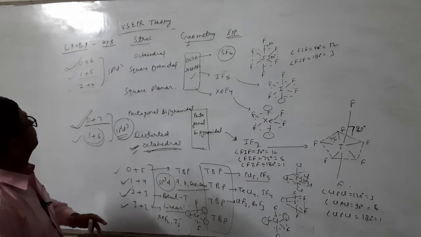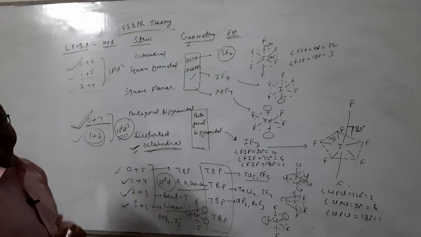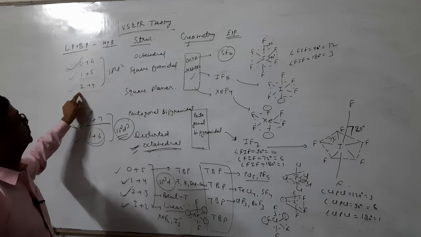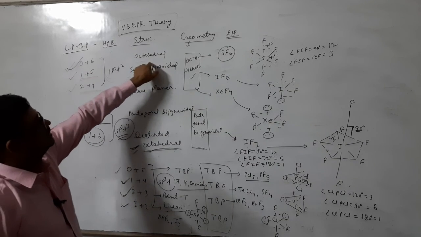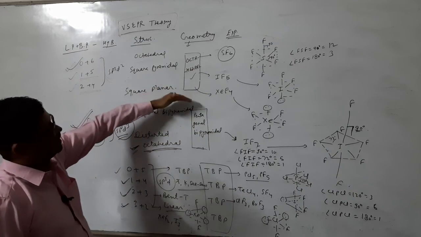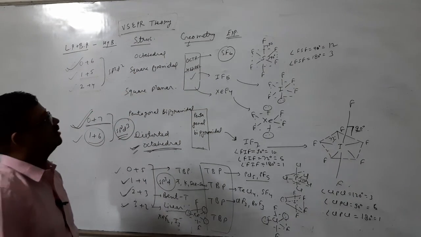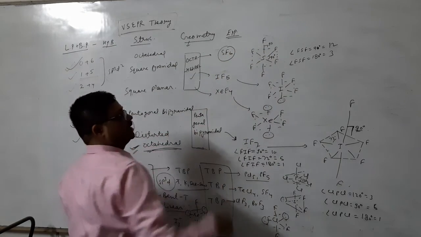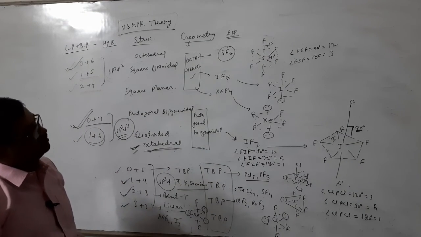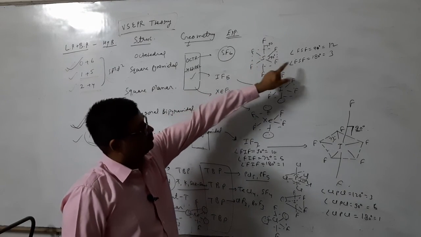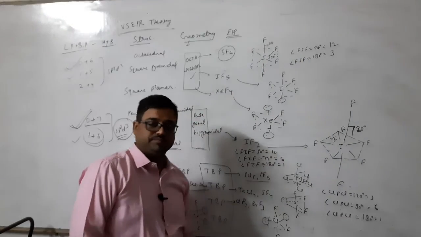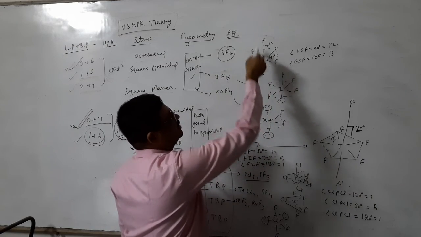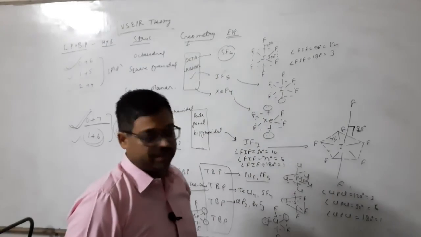Next is sp3d2 hybridization. In this we have 3 cases: 0 plus 6, 1 plus 5 and 2 plus 4. In the 0 plus 6 case, the structure is octahedral, and the geometry is octahedral in all 3. Clear? For an example, SF6 is there. You can see a simple octahedral structure. 90-degree angles are there. How many 90-degree angles? 12. And 180-degree angles are 3. You can see this is 180, 180 and this is 180. So 3 180-degree angles are there.